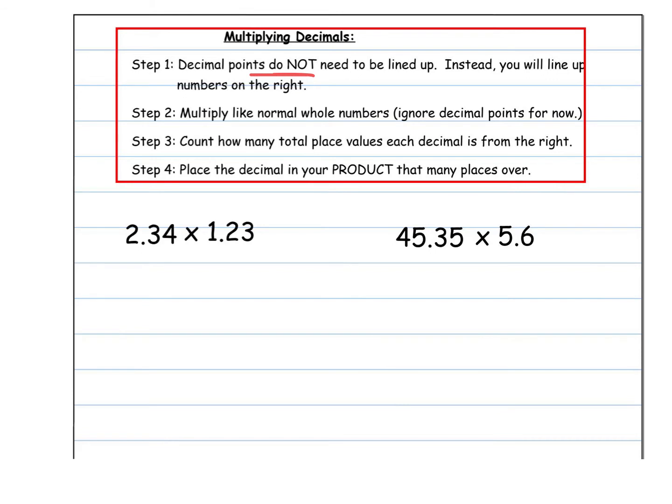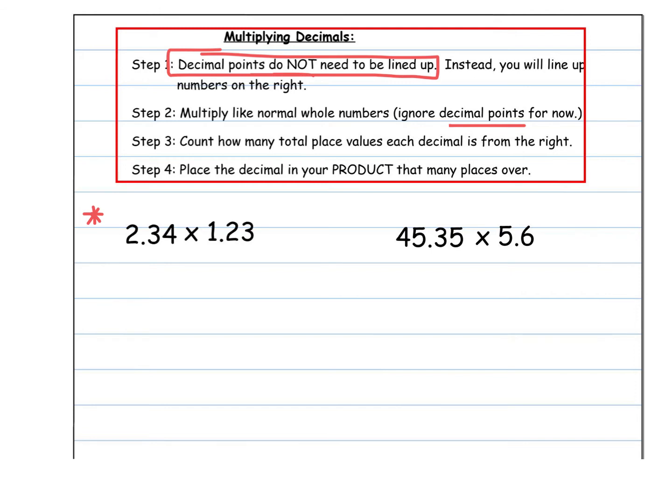When we're multiplying with decimals, we do not line up the decimals. So you don't need to write all these steps, but you should write decimal points do not need to be lined up. Then we multiply like normal. We ignore the decimal points for now, and then when we're done, we count how many total place values each decimal is from the right. So I will show you that once we get to the answer. So write this down in your notebook, 2 and 34 hundredths times 1 and 23 hundredths.